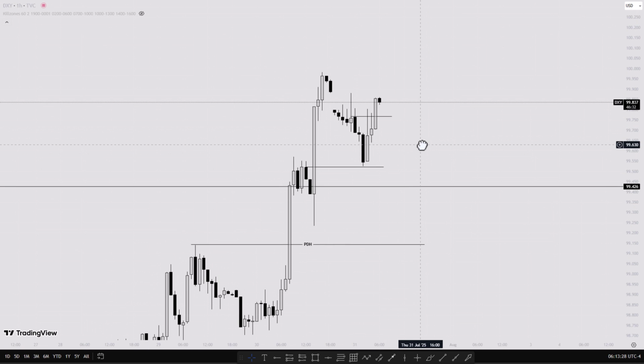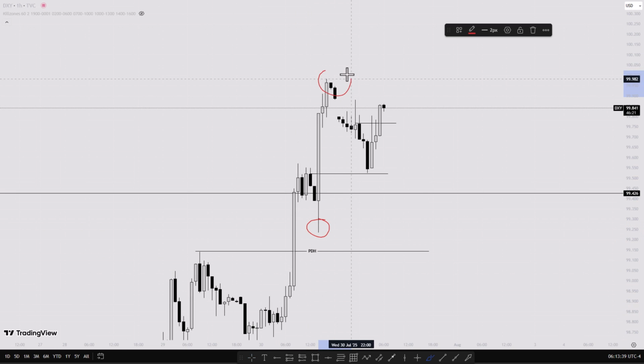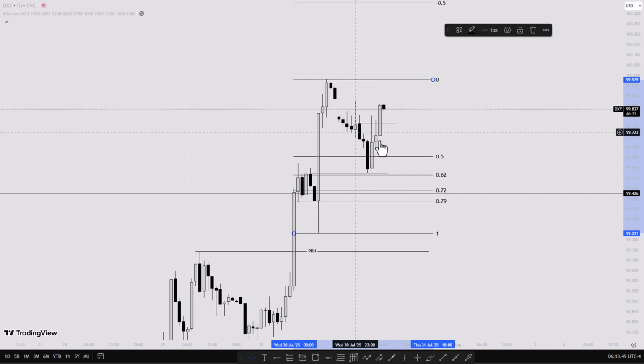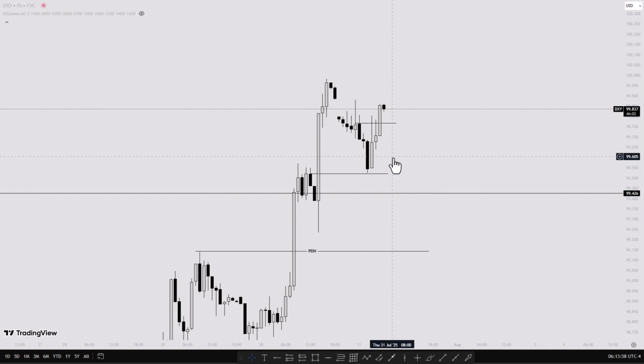The current price range on the 1 hour is from this low to this high. This is the current price range. And if you put your Fibonacci, you'll see that price came to the 50% of the range, which means price is at discount, and we want to buy at discount and sell at premium.